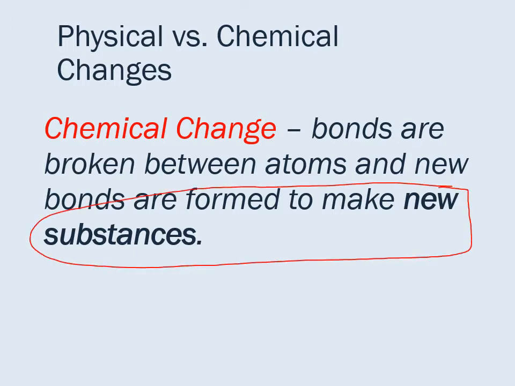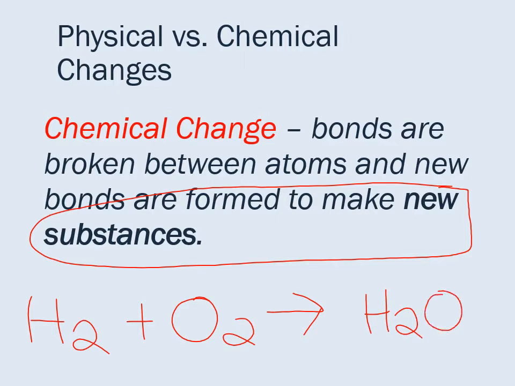A chemical change, however, is where bonds are broken and new bonds are formed, and you get a new substance. So that would be like making water. You have H2 plus O2, and then together it forms H2O. What happens is this oxygen molecule actually has to break apart, and one oxygen pairs with a molecule of H2. So the chemical formula is now different. It was O2, now it's H2O.